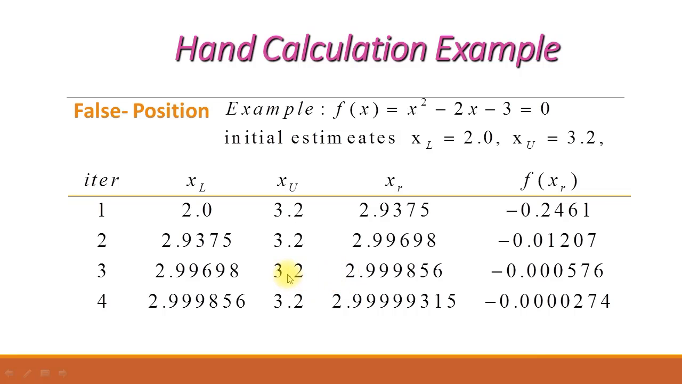So again here the function has two opposite signs. At this value the function has a positive sign and at this value the function has a negative sign. So now find this root. For this root replace xl by this value and xu will be as it is. You will find the next root, which is 2.9999315. And dear students, note that this is the approximate root correct to 3 decimal places.